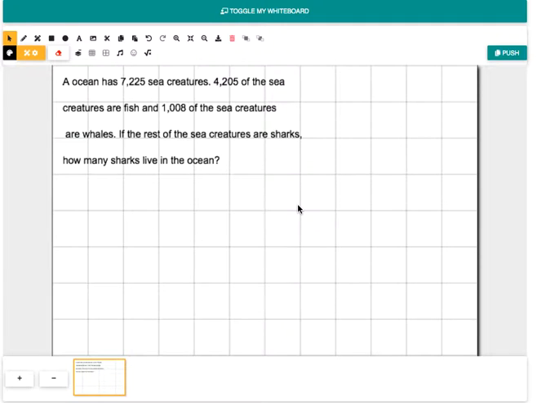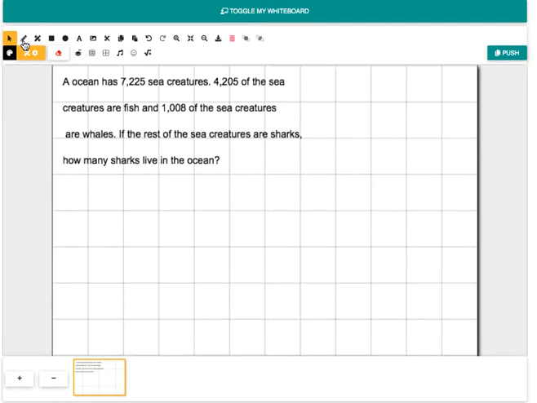An ocean has 7,225 sea creatures. 4,205 of the sea creatures are fish and 1,008 of the sea creatures are whales. If the rest of the sea creatures are sharks, how many sharks live in the ocean?